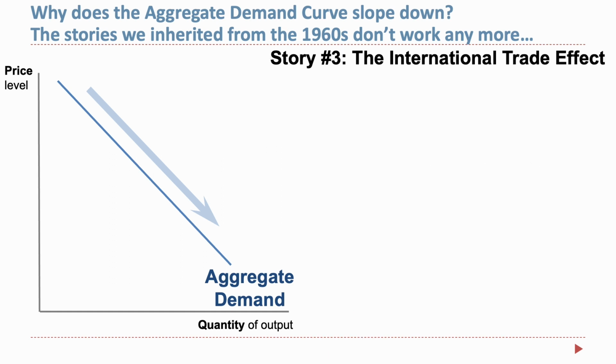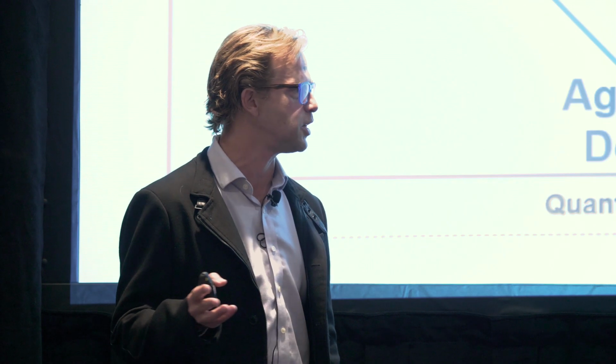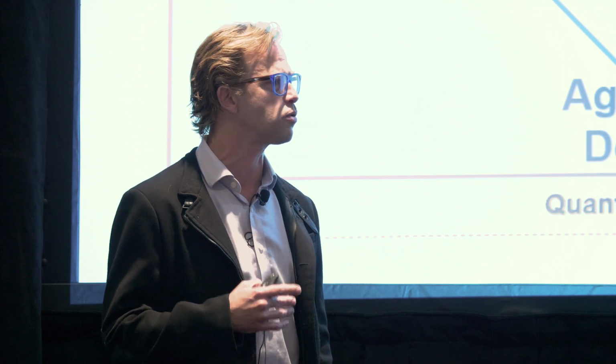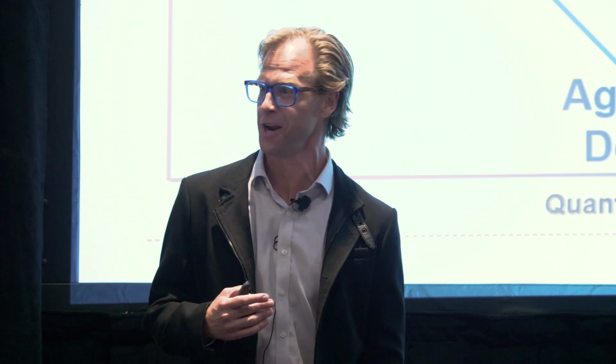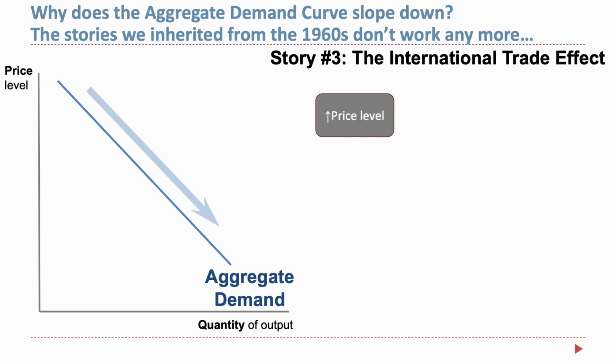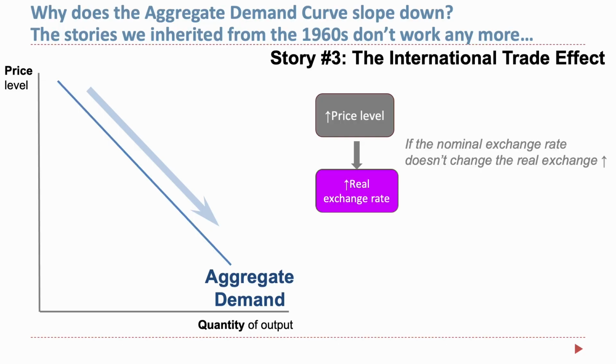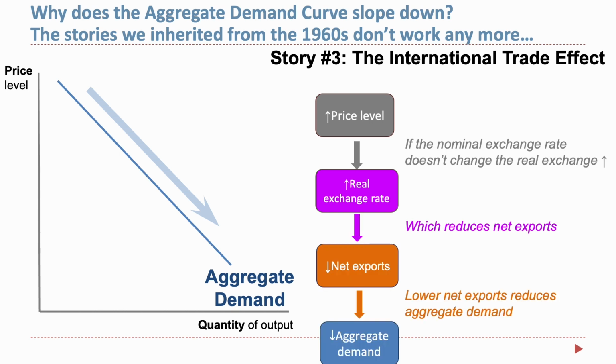The third story we inherited was the international trade effect, which is that the price level rises, and if the nominal exchange rate doesn't change, and we can say that in intro because we haven't talked about nominal exchange rates, then the real exchange rate rises. Therefore US goods become more competitive overseas, therefore net exports fall, and that's part of aggregate demand.